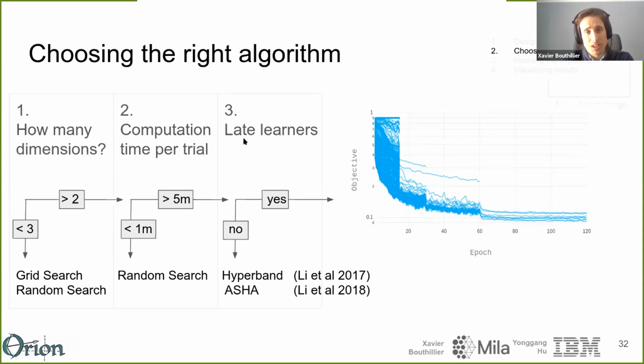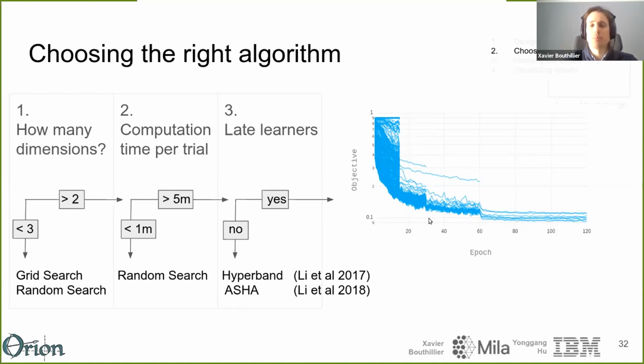So the third question is, do you have late learners? I'll first give an idea of what the algorithms are, and then I'll explain what the late learners are. If you don't have late learners, which is still to be defined, you should use algorithms like Hyperband and ASHA. In a very simple explanation, these are like a random search where you do a very aggressive early stop on the training of your models so that you make it more efficient.